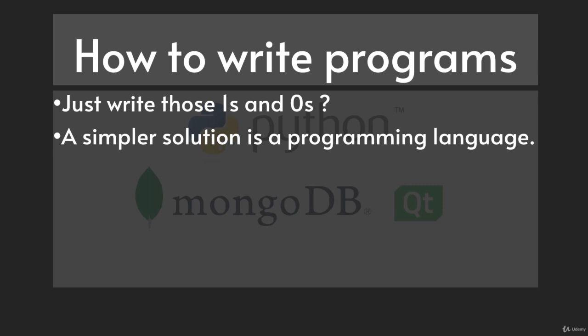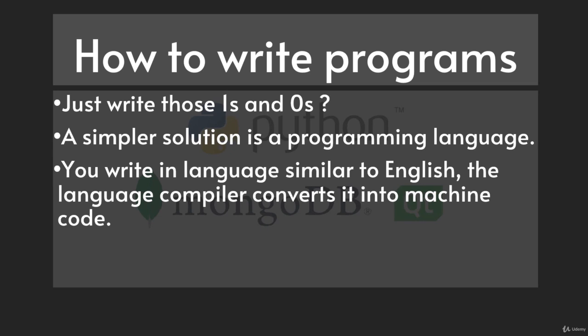A simpler solution is a programming language. You write it in a language that is much simpler, similar to the English language. The compiler converts it into machine code and the program gets executed. The machine code is just a level of abstraction. Think of it like this: the lowest level is the machine code, which is kind of similar to ones and zeros. And at the highest level of abstraction, you have the high-level programming language, which is similar to English, like Python. So the program then gets executed, which means that it did what you instructed it to do.